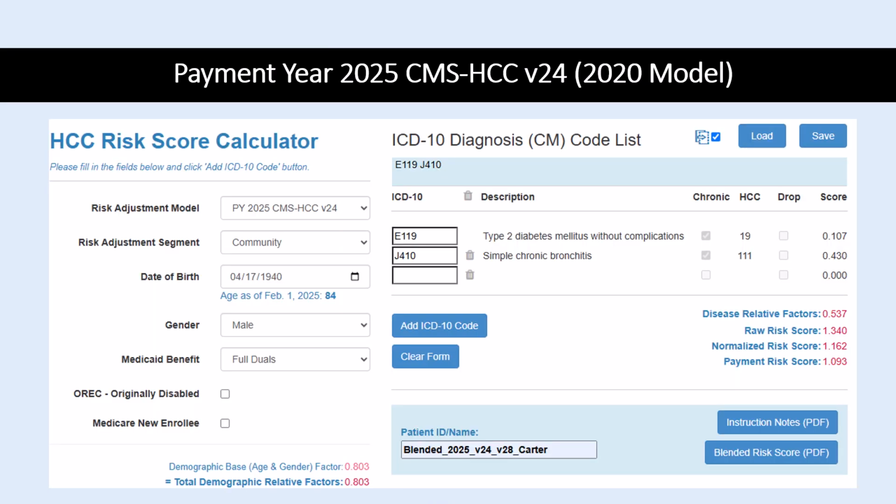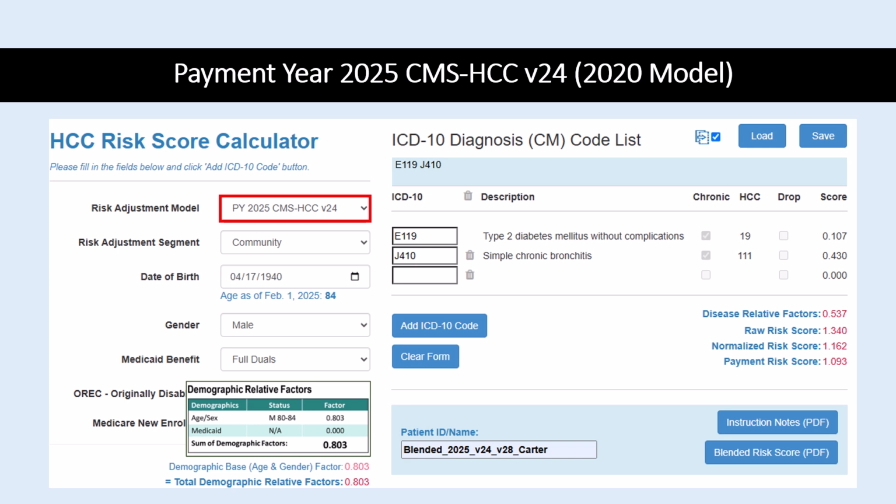Let's use the risk score formula to calculate Mr. Carter's final payment risk score using the 2020 CMS-HCC model, version 24. To calculate the sum of Mr. Carter's demographic relative factors, we must first identify the correct factor for each relevant demographic variable. Since we know that Mr. Carter is a male aged 80 to 84, we need to capture the factor displayed in the cell that intersects row 80 to 84 years and the community, full benefit dual, aged column, which is 0.803.